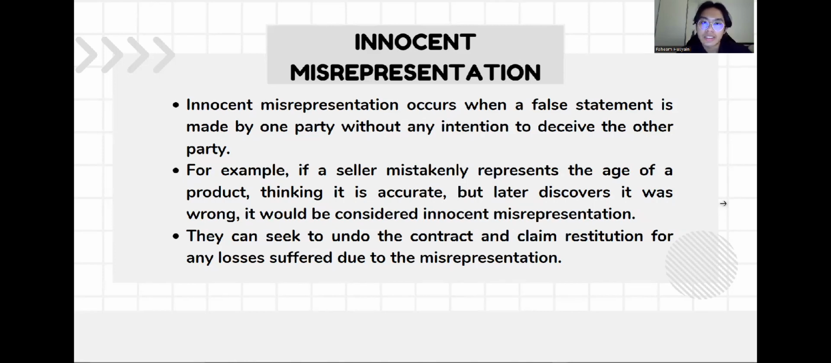So the first one is innocent misrepresentation. Innocent misrepresentation occurs when a false statement is made by one party without any intention to deceive the other party. The false statement may be made honestly and in good faith, but it turns out to be incorrect. For example, if a seller mistakenly represents the age of a product thinking it is accurate, but later discovers it was wrong, it would be considered innocent misrepresentation.